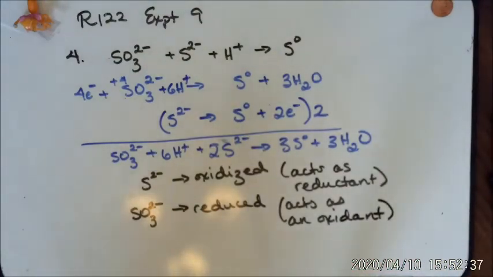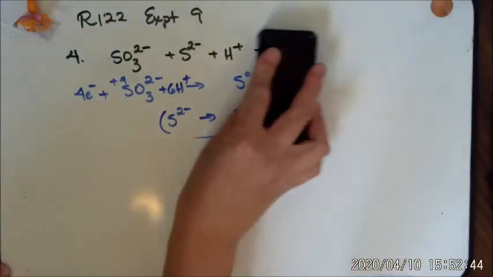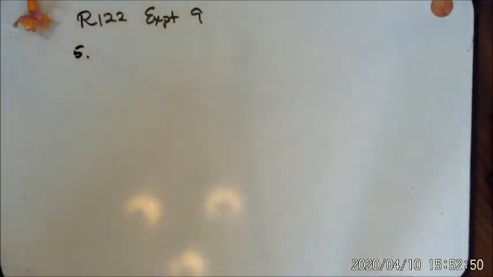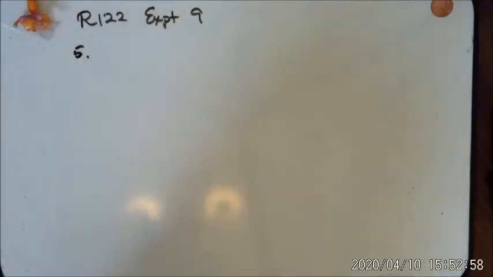Okay, so let's take a look at number 5. If we look at number 5, you're looking at XS, excess iron 2. So let's take a look and find out why. So why is excess iron 2 necessary? Okay, so let's take a look at the equation.